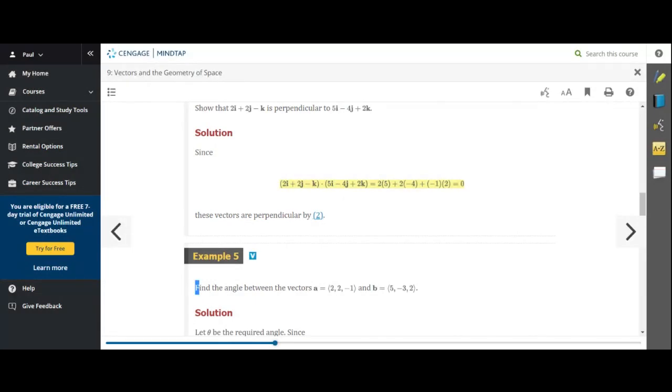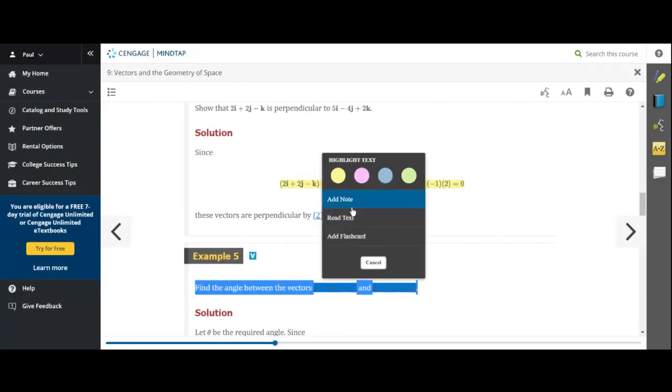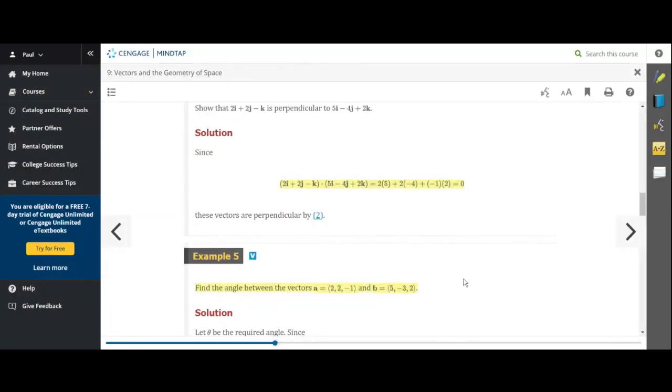Example 5, they want you to find the angle between two vectors. Here you're given two vectors in three-dimensional space, and you want to find the angle between those vectors. So you can understand that's an important problem to be able to do.